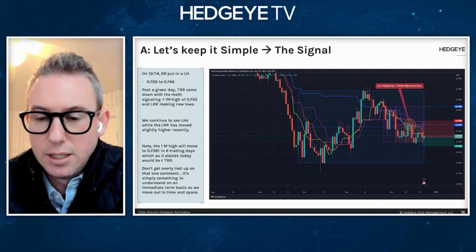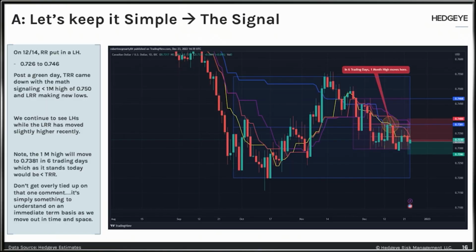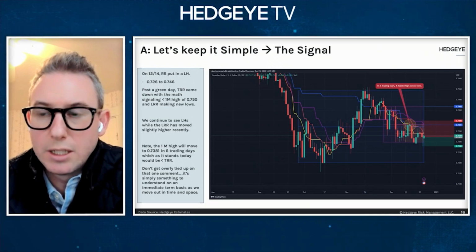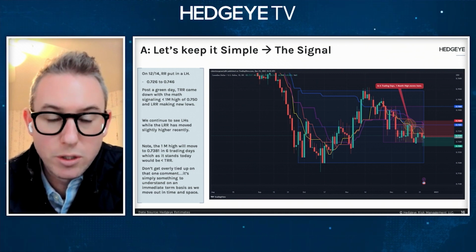That was that day. The interesting thing is that it put in a lower high right after a green day. That 13th day was about plus 63 basis points positive on the day, and after a couple of down days, it was a relatively larger move in the Canadian dollar.